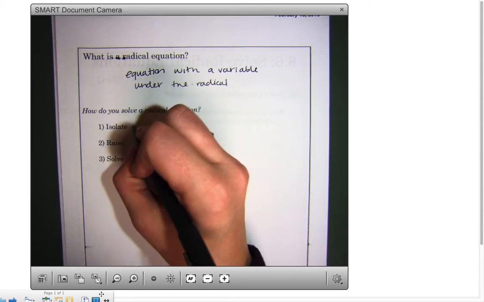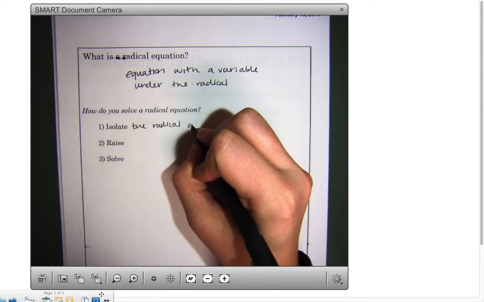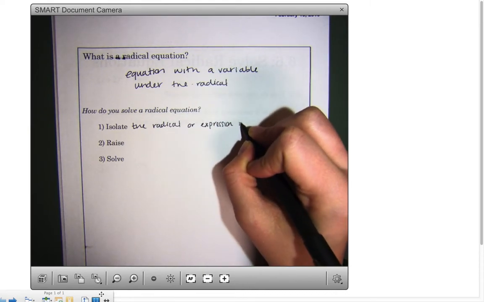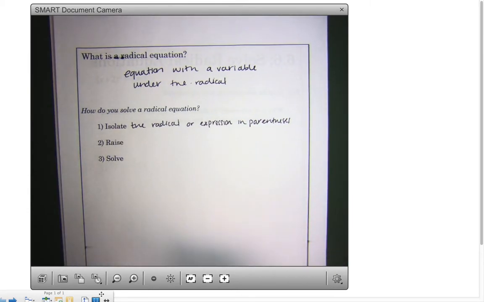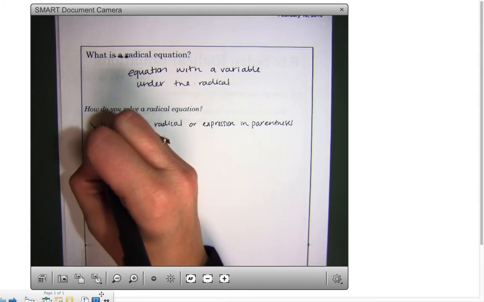These steps that you follow are super important. You always need to isolate the radical or the expression in parentheses. So it'll just depend on what the problem is. Sometimes it'll have a radical, sometimes it'll be something in parentheses, but whatever it is, you have to isolate it. So if you're multiplying by something in front, that has to go. If you're adding or subtracting something at the end, that has to go. You must isolate.